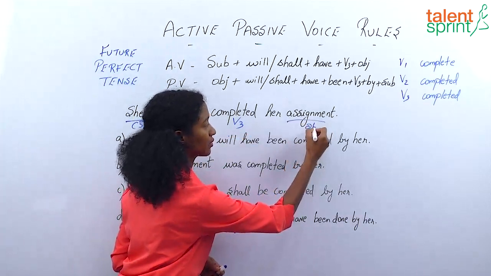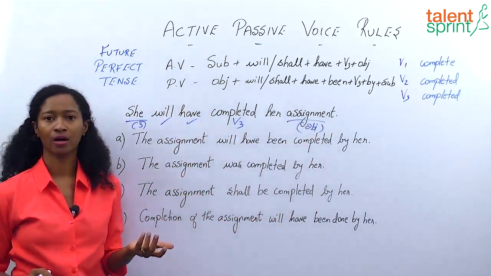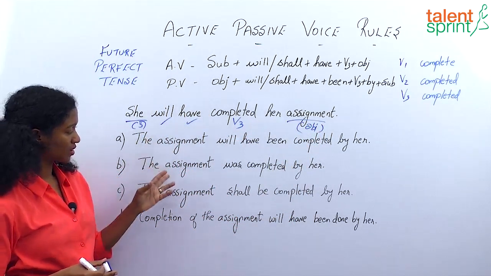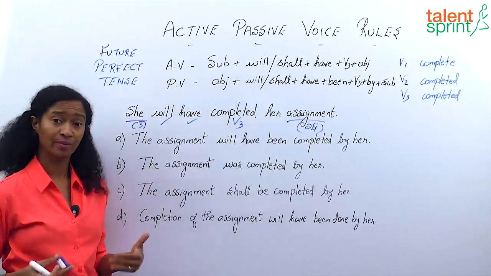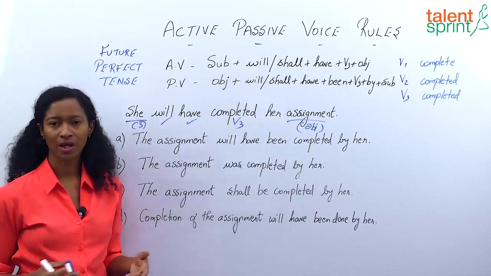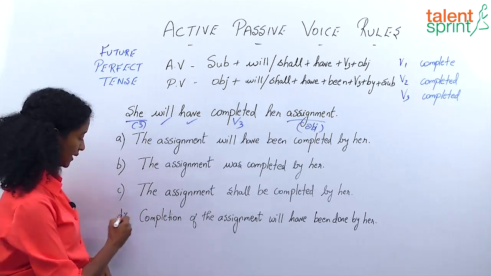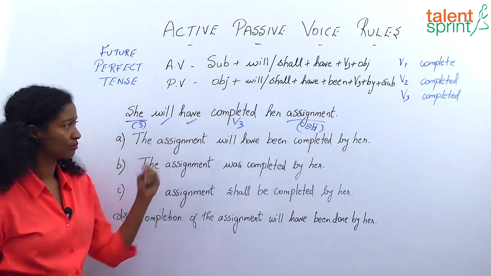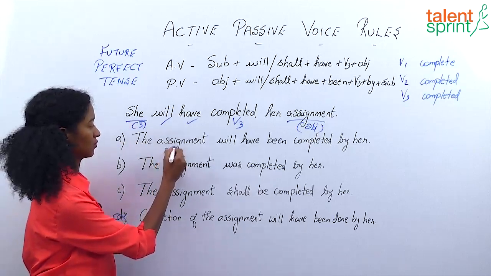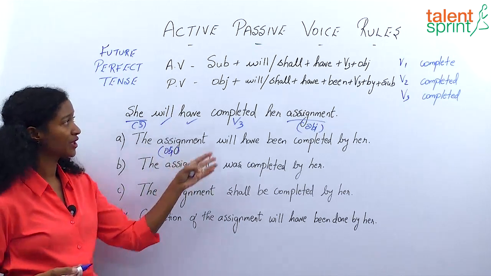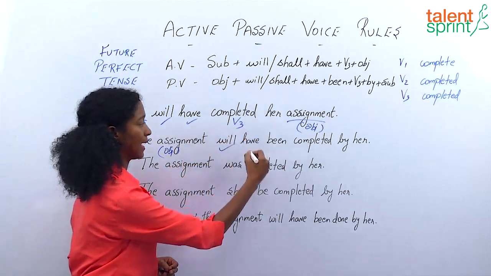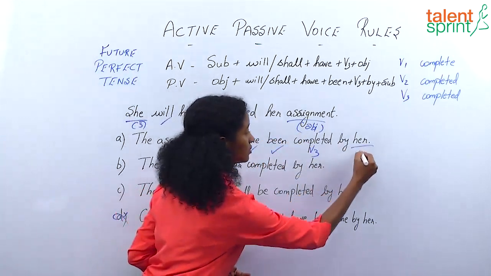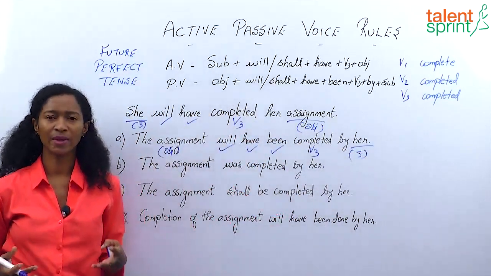Her assignment, her what? This is our object. So we'll have to look at the option that starts with the assignment, of course. So I have the assignment, the assignment, the assignment, and then D is a little different. It says completion of the assignment, which cannot be the case because complete is our verb. So I can quickly eliminate option D immediately. Let's look at A, B, and C. The assignment, the object, becomes a passive subject, and then I have will, have, been, and then verb 3 by the subject, her. Right? Seems to be meeting the required form.